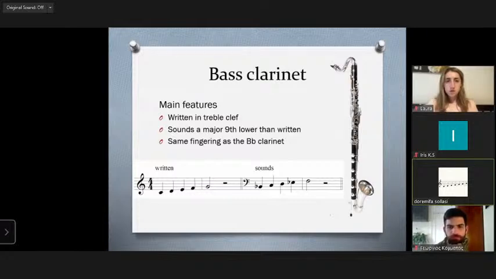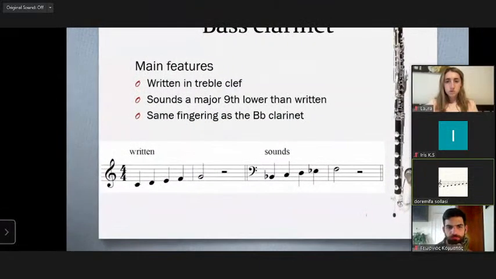The fingering is the same as the B flat clarinet, as the regular clarinet. So if we see this written passage, it would sound here. So there you can see that the transposition is a major ninth. You can think of it as a major ninth or a compound major second. It's the same.